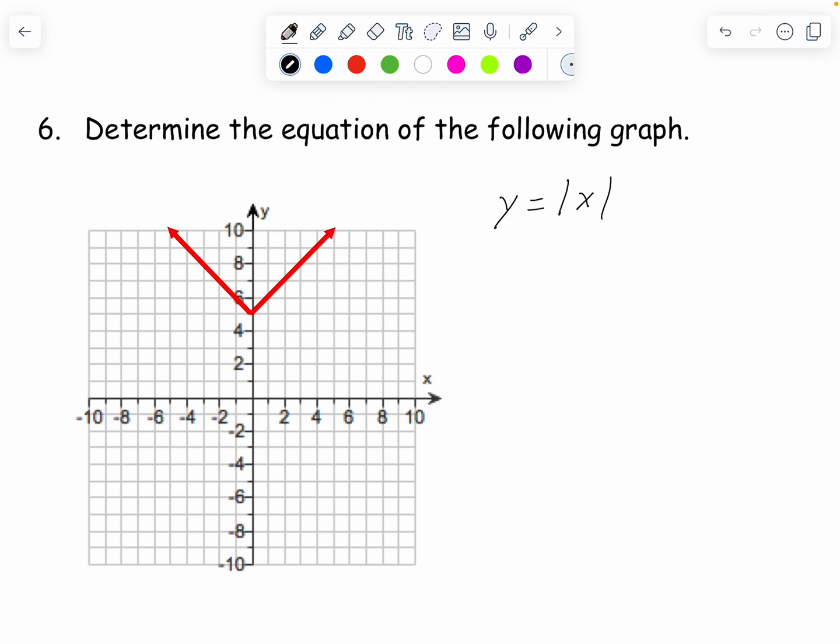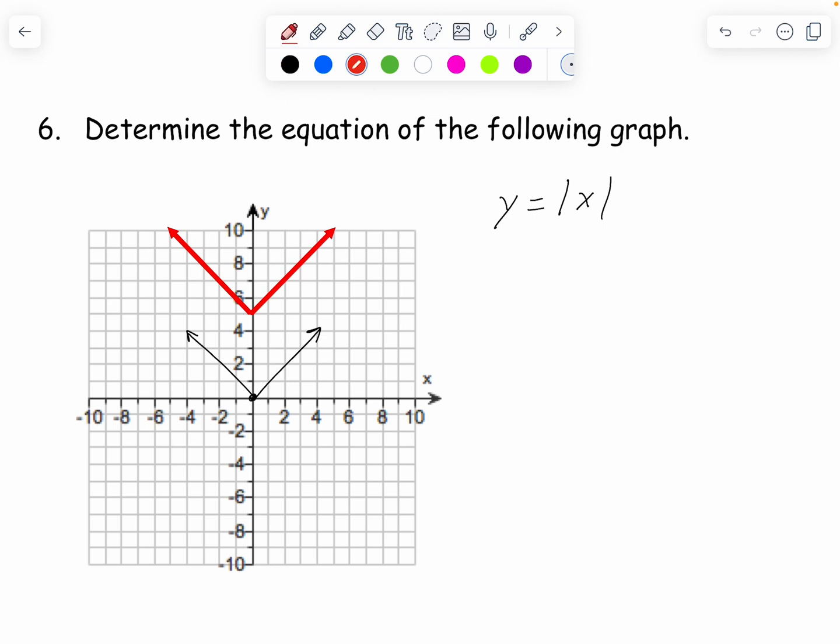Well, we know that the original parent function should be starting here at the origin and then going up like this in both directions. So that means really the only thing they've done is just scoot this whole thing up. They haven't shifted it left or right. It doesn't look like it's wider or skinnier or anything like that. They haven't flipped it upside down. So the only thing they've done is to shift it up.